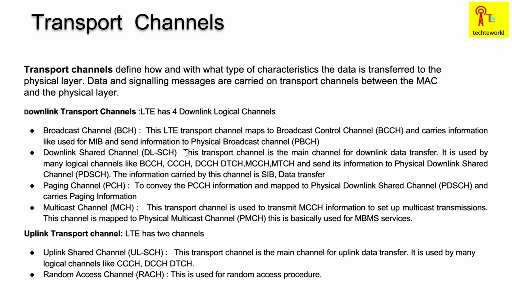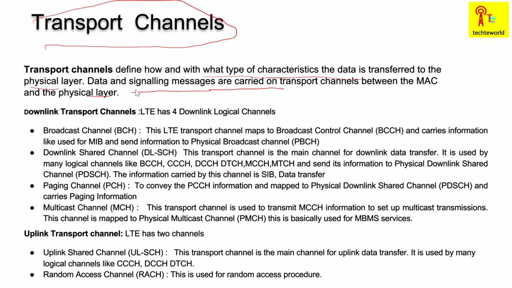And now we have the transport channels. The second channel type after the logical channel is the transport channel. So what is a transport channel? A transport channel defines how, and with what type of characteristics, the data will be transferred to the physical layer. I told this in the first slide also. Transport channel deals with how the information will be transported and with what characteristics. Data and signaling messages are carried on the transport channel between MAC and the physical layer.